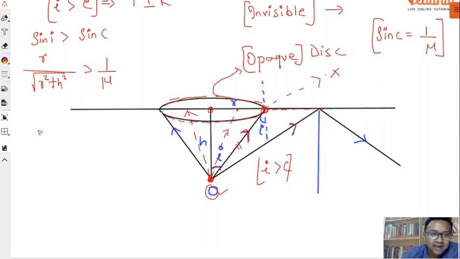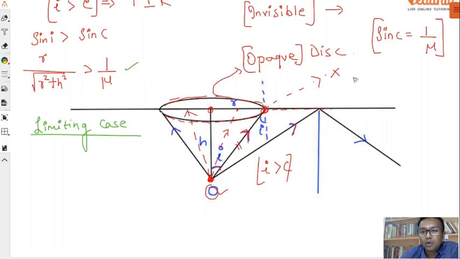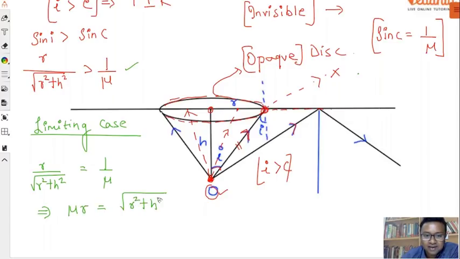Then we take the limiting case, my dear students. What is the limiting case? That is the point from which the light stops going into the other medium, the point where the reflection will start taking place. In that case, r divided by root over r square plus h square will be equal to 1 upon mu, which implies mu into r is equal to root over r square plus h square.